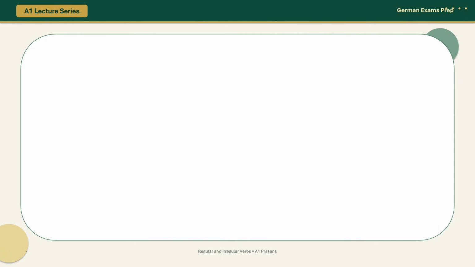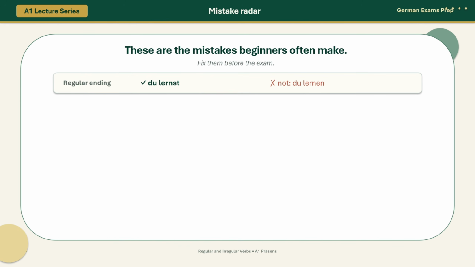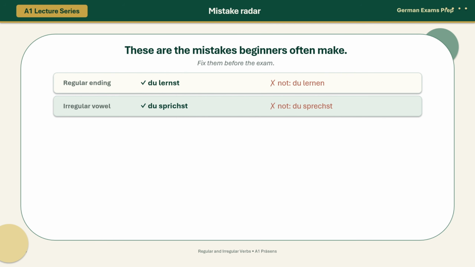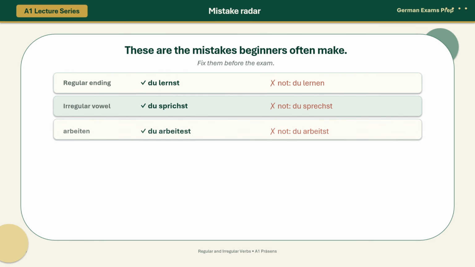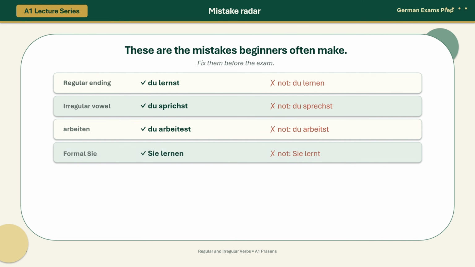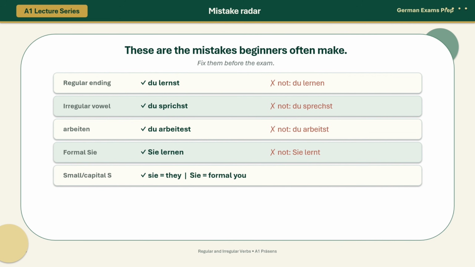Now let's look at common beginner mistakes. Do not say du lernen, it is du lernst. Du sprichst. Du arbeitest. Sie lernen. Sie, small s, is for they, and capital S is formal you. In the exam, always read the pronoun first.